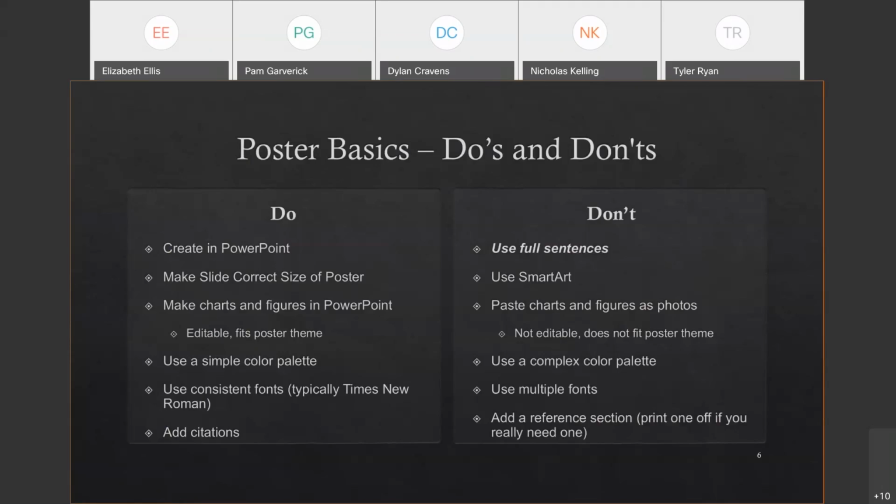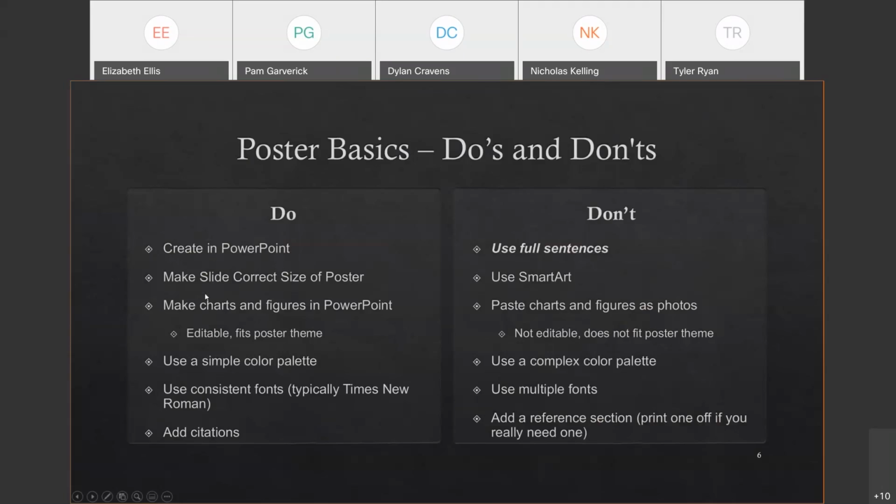And then I say make the slide the correct size of the poster, and I'll go over this a little bit more specifically. But when you're creating a PowerPoint, you can actually edit the size of the slide. So if your poster needs to be 36 by 48 inches, you can make the slide 36 by 48 inches. And then when you go to print it, you don't have as much trouble when it comes to things being stretched or information getting moved to other places, or just general formatting problems.